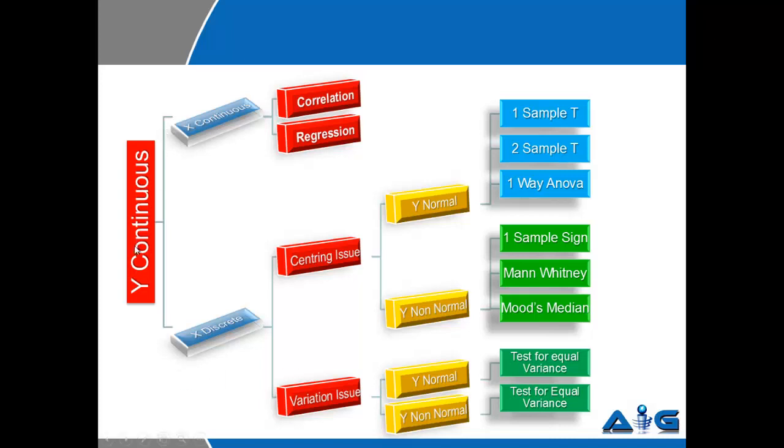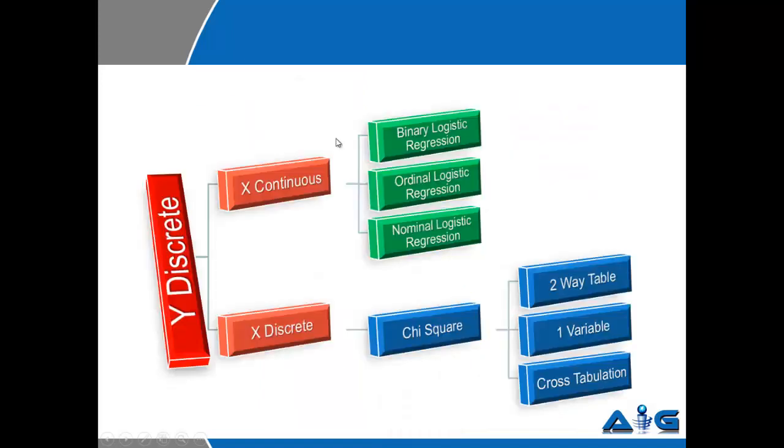And here in this video, I would want to discuss with you the option of when y is continuous and x is continuous. Something like, I'm a car making company and I want to understand whether the mileage of my car has something to do with the age of the car. Mileage of the car, something to do with the weight of the car, etc. In such cases, you have two options. You have the option of conducting correlation test and the regression test.